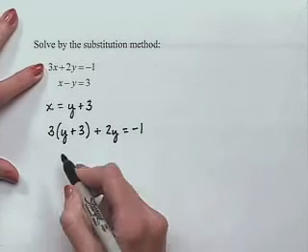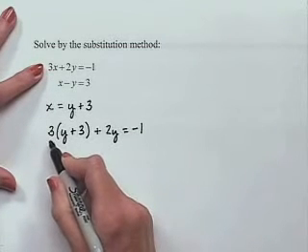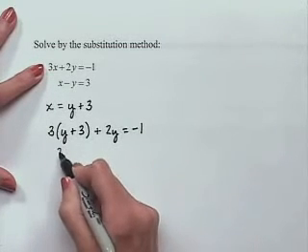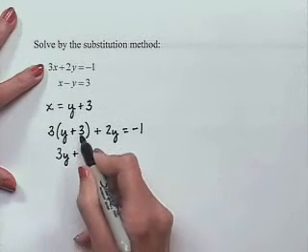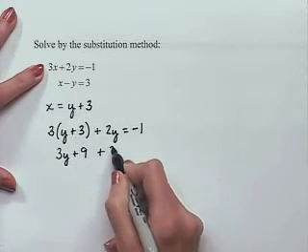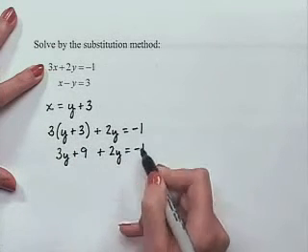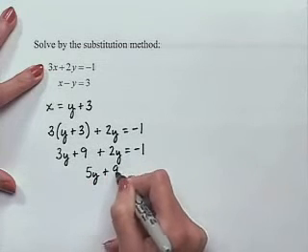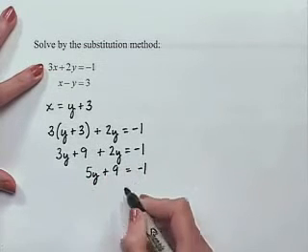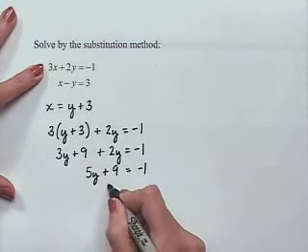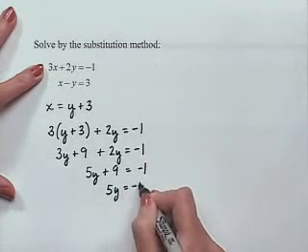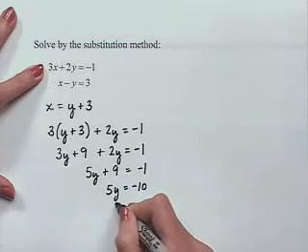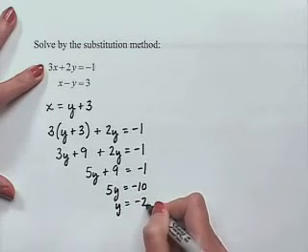Now let's use the distributive property of multiplication over addition. 3 times y is 3y, plus 3 times 3 is 9. We'll rewrite the rest of the equation. Combine like terms. 5y plus 9 equals negative 1. Let's subtract 9 from both sides of the equation. 5y equals negative 10, and divide by 5 to give us y equals negative 2.